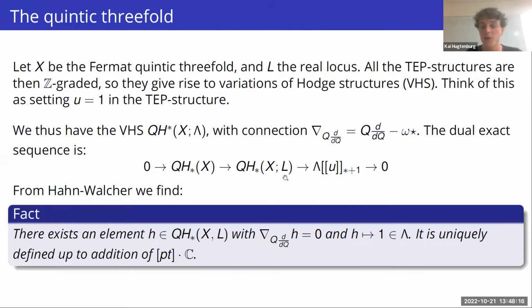And what is special about this? Usually, if you consider flat sections for this quantum connection, these are going to have monodromy. But this section H doesn't have monodromy, which is why we can specify it. For, say, the quintic threefold, there is one flat section in the quantum cohomology of X which doesn't have monodromy, and that is the point class, which is why this point class shows up.